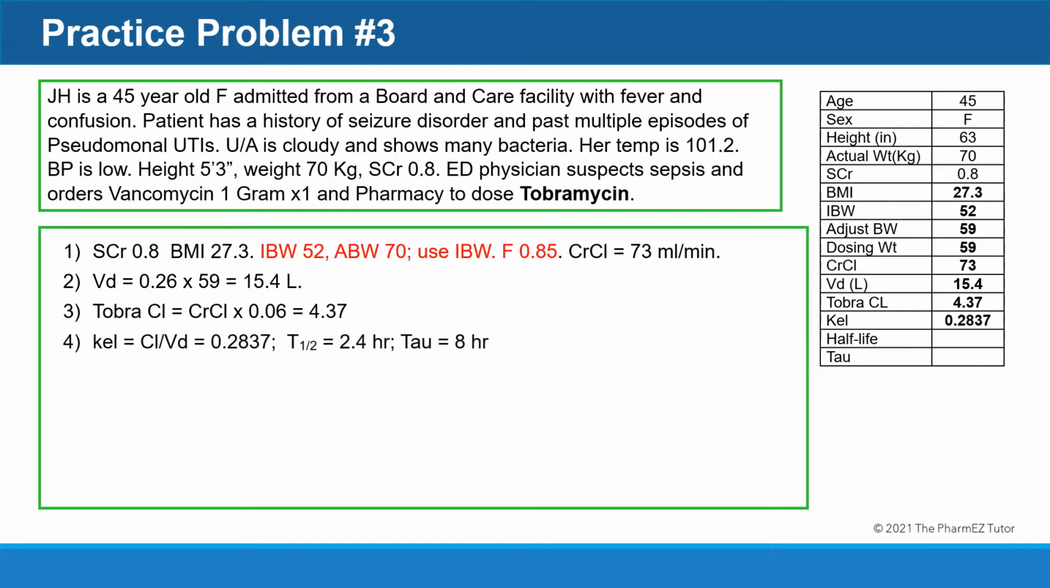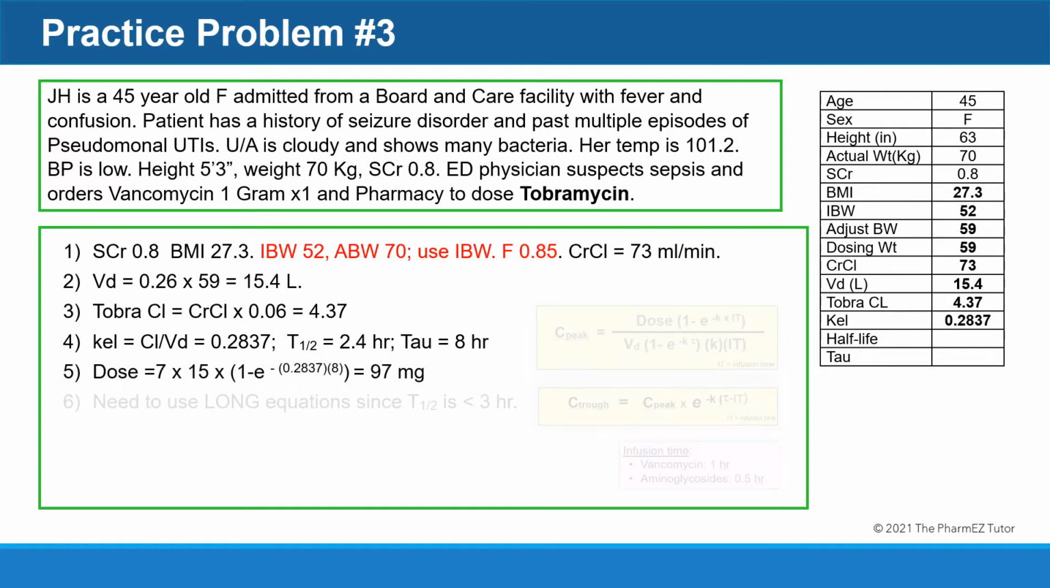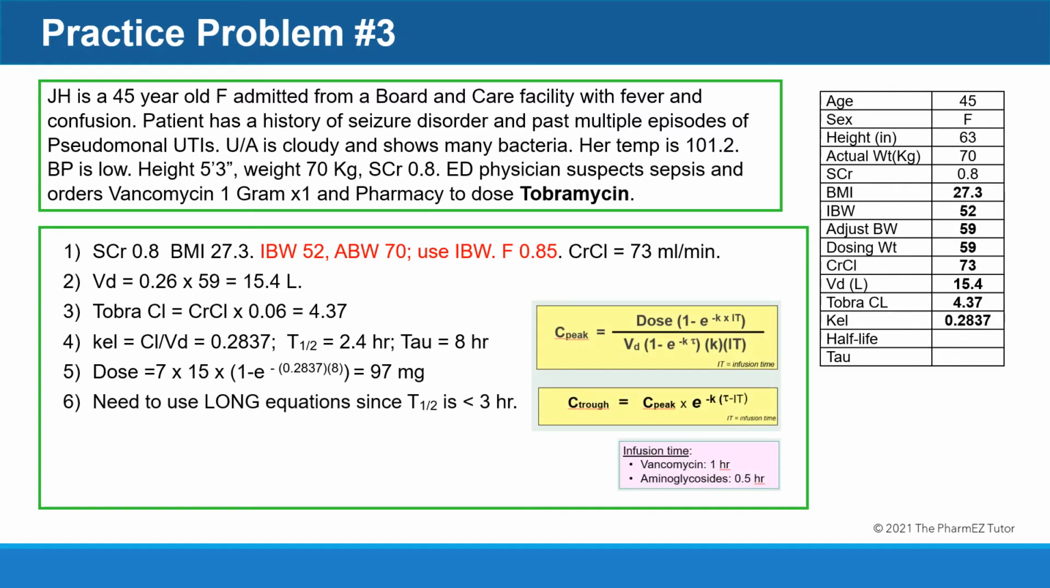The KEL is 0.2837 with a half-life of 2.4 hours. Therefore, the dosing interval, or tau, will be 8 hours. The estimated dose calculates out to be 97 milligrams, and we need to use a long equation since the half-life of tobramycin is less than 3 hours.